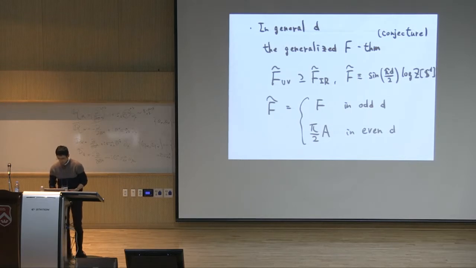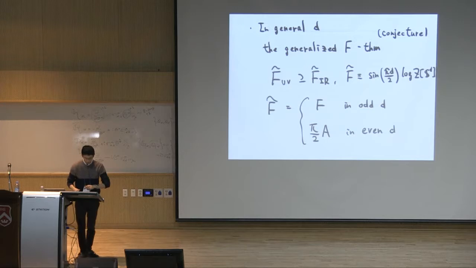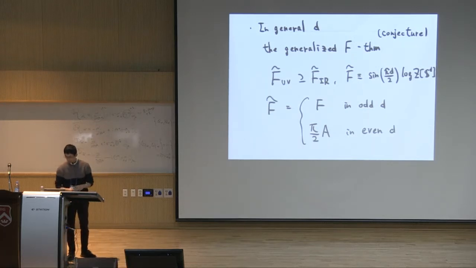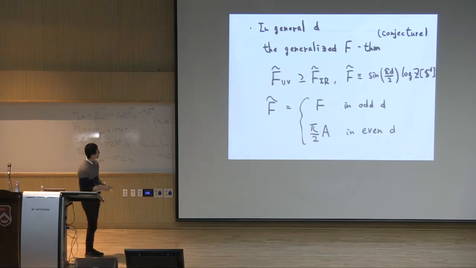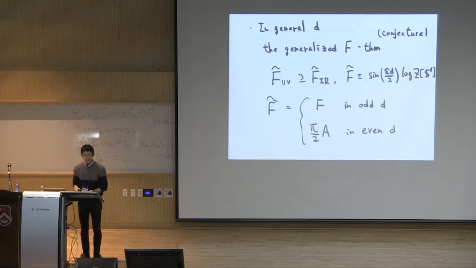So there are many conjectures, and now I'd like to rewrite these conjectures with the entanglement measures. Okay, this is a brief review of C theorems. Any question?